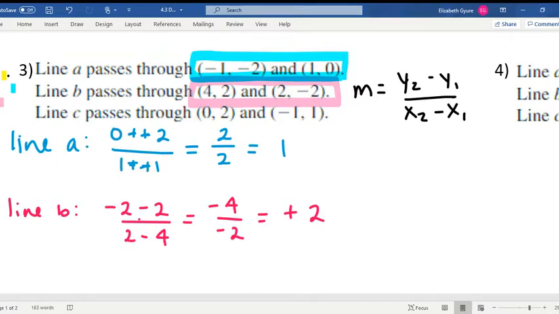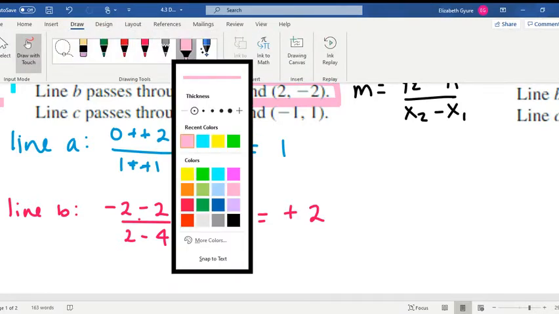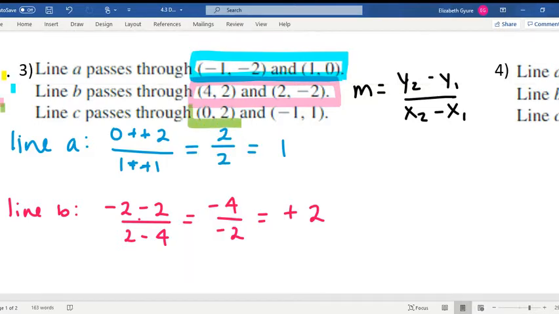So far, do we have anything that's parallel? Not yet. Let's check the last one and see if we end up with anything. What color should I do now? How about green?